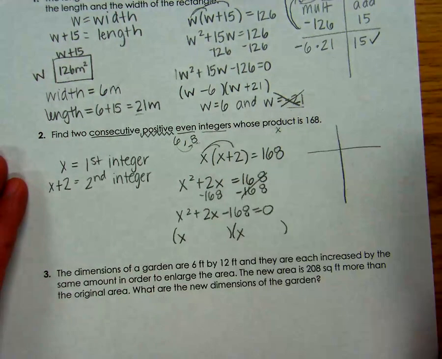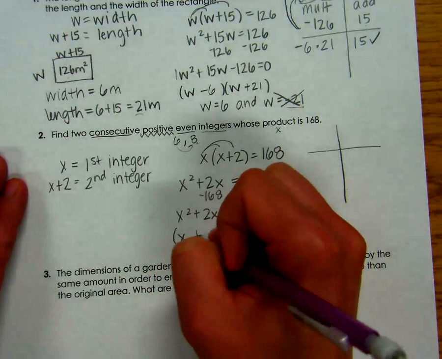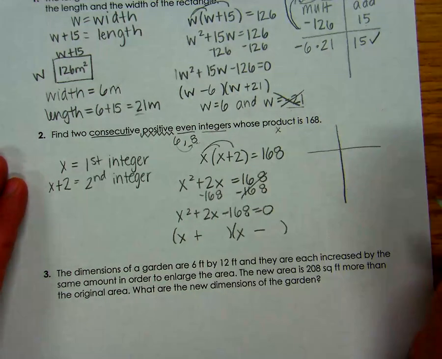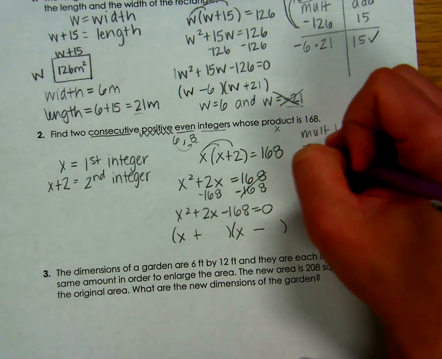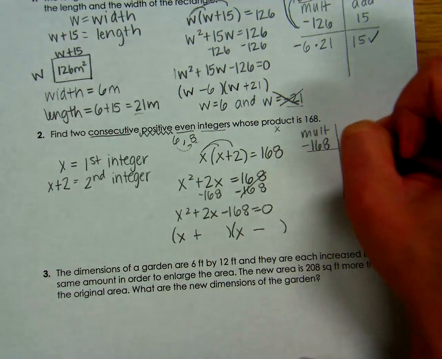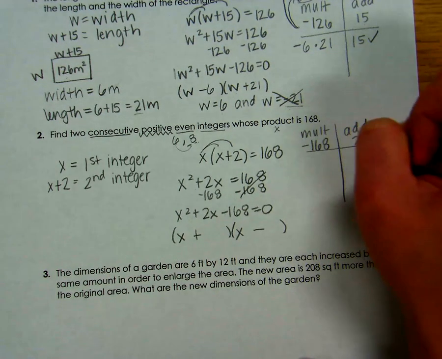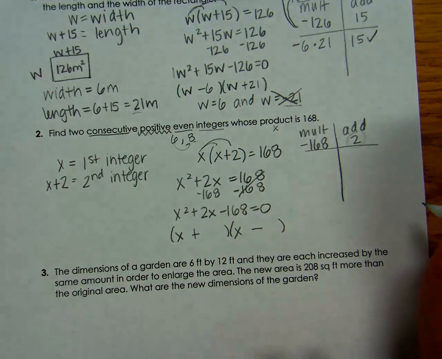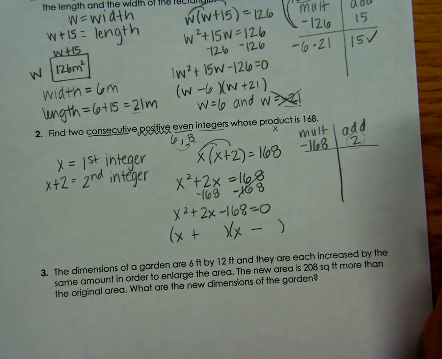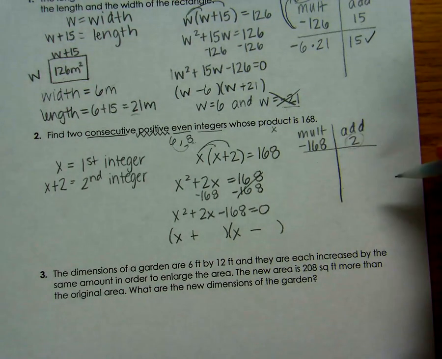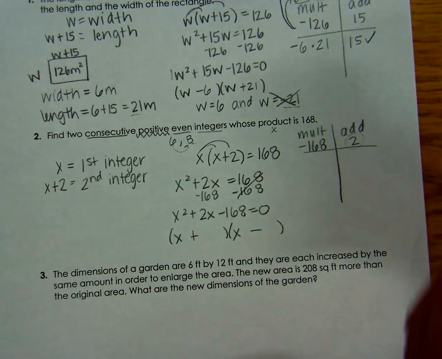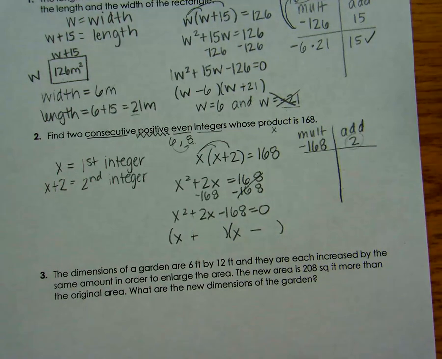So I can start my double bubble. I know one's going to be positive and one's going to be negative to get the negative 168. So I have to multiply to negative 168 and I have to add to 2. Since my sum is a low number, that means my two factors are going to have to be relatively close to one another. So I don't even need to bother guessing numbers that are really far away from one another.